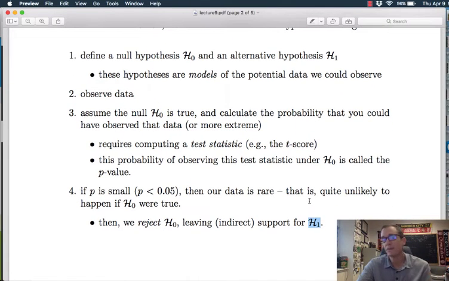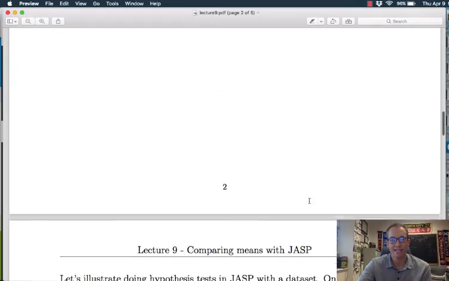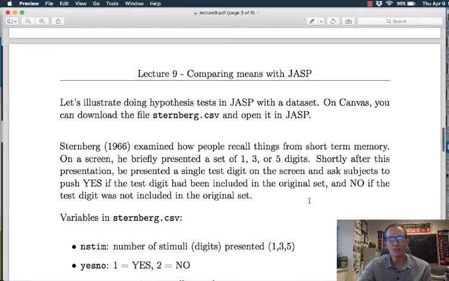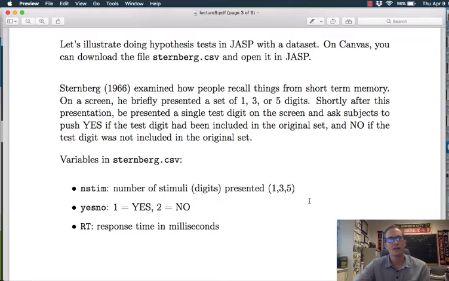But we need to keep this in mind when we open up JASP. So what I want to do in this lecture is illustrate doing some of these hypothesis tests in JASP with a data set. On Canvas, you can download a file called Sternberg.csv, and you can open it in JASP.